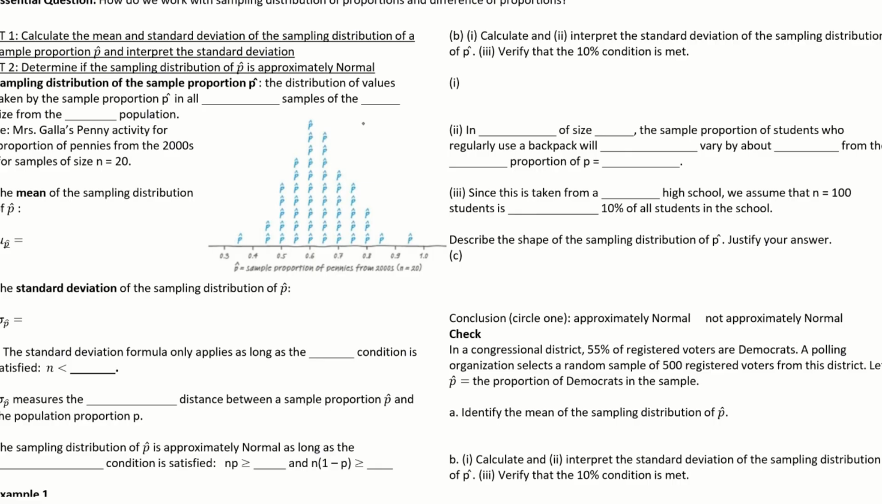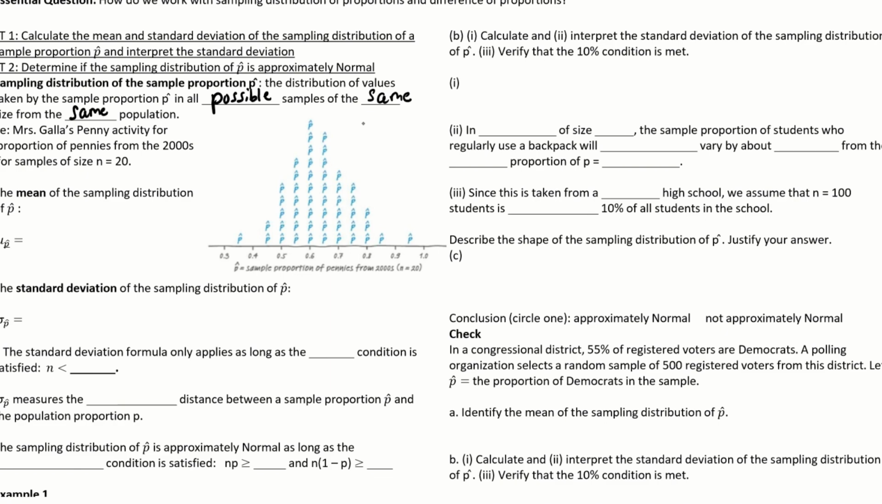Okay, so let's first define the sampling distribution of the sample proportion, p hat. This is a distribution of values, as you see down below: the distribution of values taken by the sample proportion p hat in all possible samples of the same size from the same population.